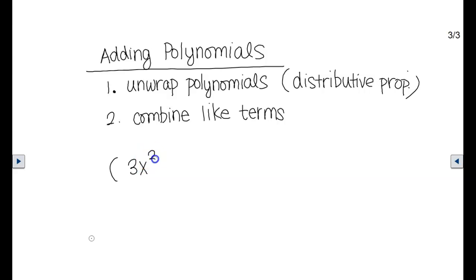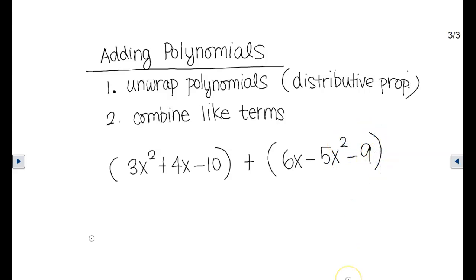Let's say we have 3x squared plus 4x minus 10. Now I want you to notice that that is wrapped in parentheses. So that is meant to show you that that is one polynomial. This specifically would be a trinomial because it has 1, 2, 3 terms. Now plus, and then a new set of parentheses. In here, let's do 6x minus 5x squared minus 9. So notice again, this set of parentheses is meant to say that this is a polynomial, and this polynomial also has 1, 2, 3 terms.